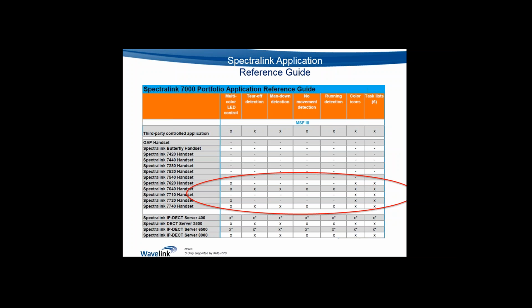Certainly they can all do color icons and task lists, and then there's a couple of handsets in there which support Spectralink Safe functionality, which is their advanced duress capability, and that's the 7640 and the 7740. And what they basically do is allow the user, if they can't manually signal that there's a situation where they need assistance, and that's typically going to be a duress situation, then there's other capabilities that the handset has via using the MSF3 capability to signal that a response is urgently required, and we'll talk about those as well a bit later in the presentation.